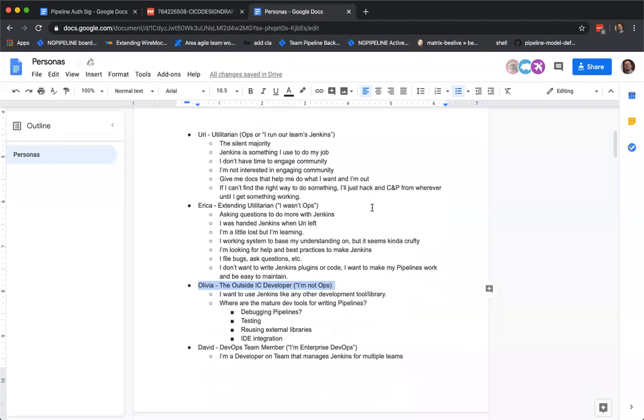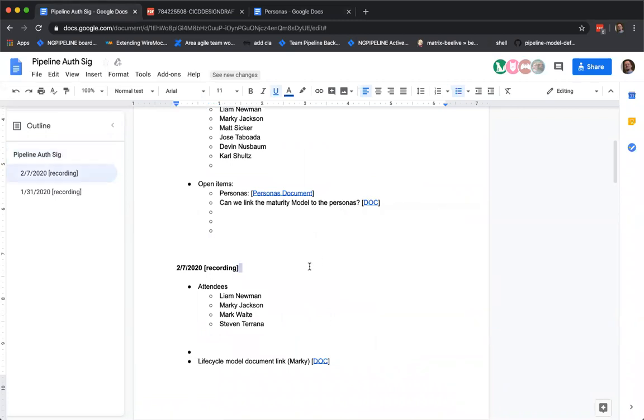As a latecomer to this work, and by latecomer, I mean this meeting is the first time I've ever seen any of this stuff, to what end are we defining these personas? Is this for organizing our documentation in a better way? Is this just for getting our heads around where we take the pipeline in the next year? And if you want to do that offline, Liam, that's cool too.